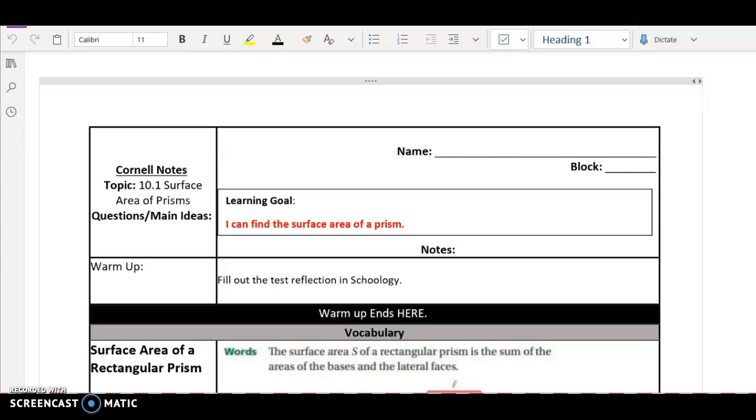Okay, so we are starting chapter 10, which is surface area and volume. Today we are going to do 10.1, which would be surface area of prisms. And our learning goal is that I can find the surface area of prisms.